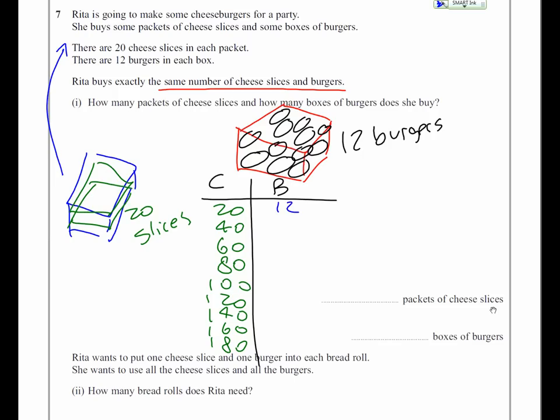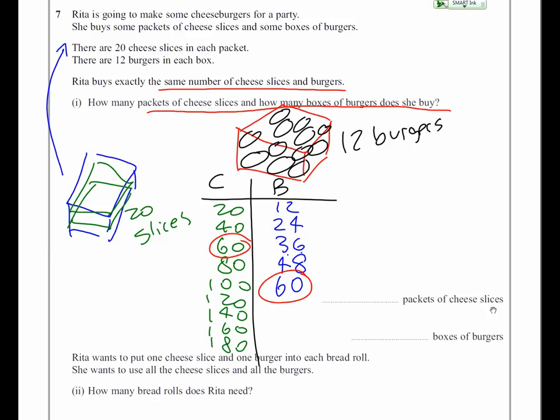First pack she buys, she gets 12. If she buys another pack, add on 12, that's 24. Another pack, add on 12, 36. Another pack, add 2 to units, 1 to your tens, by the way. That's 48. Another pack, that's 60. And you can stop when you get to a number that repeats. You see 60, 60?